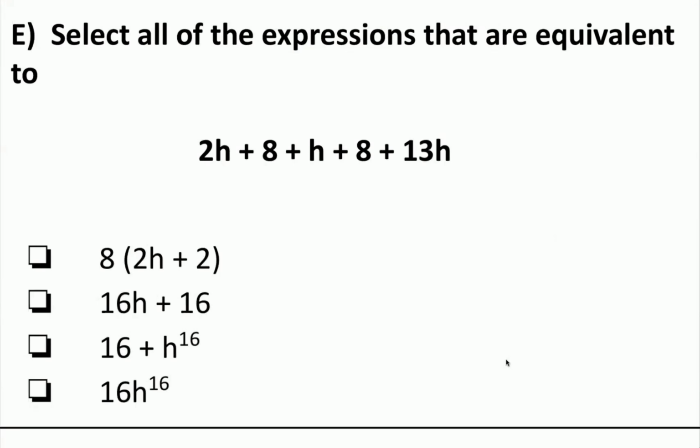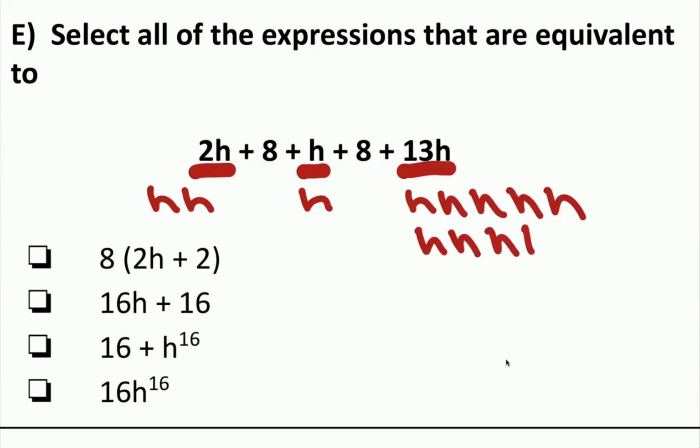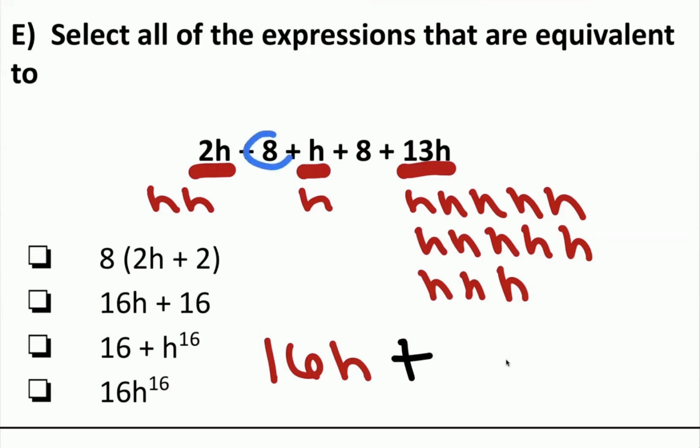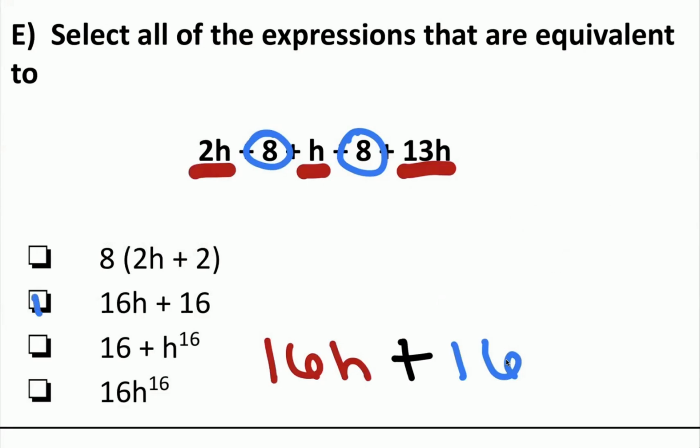We're not multiplying, we're just adding. So when we combine like terms, I like to underline all the terms that have the same variable. So in this example, we have 2H plus 1H plus 13H. When I add all of them together, I get 16H plus, then I'm going to add my terms that don't have a variable. 8 plus 8 is 16. So 16H plus 16 is one of my answers.